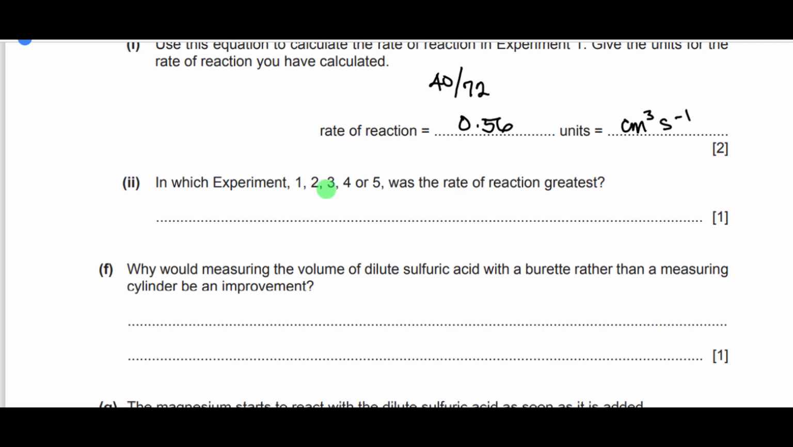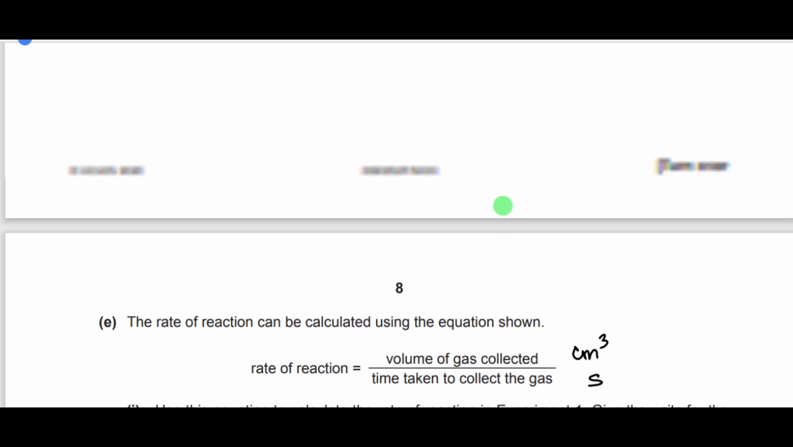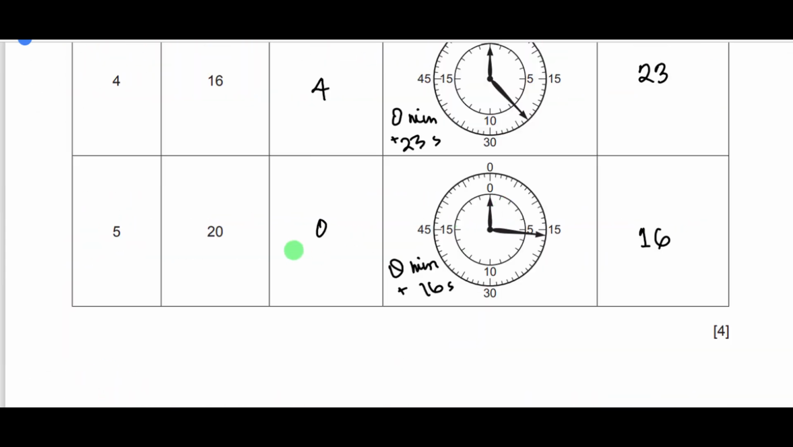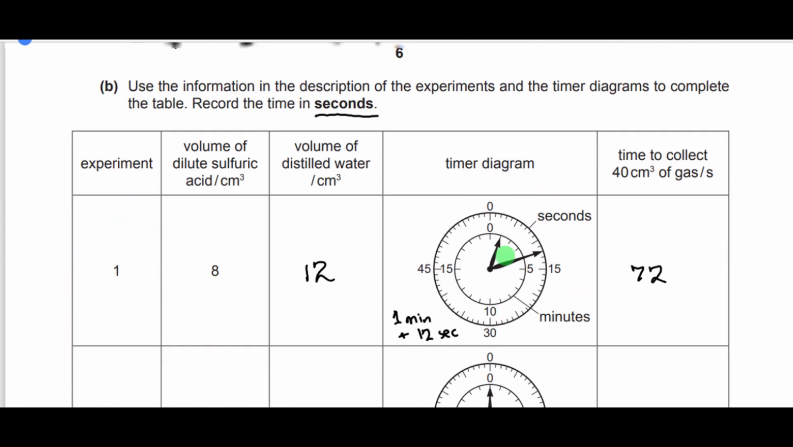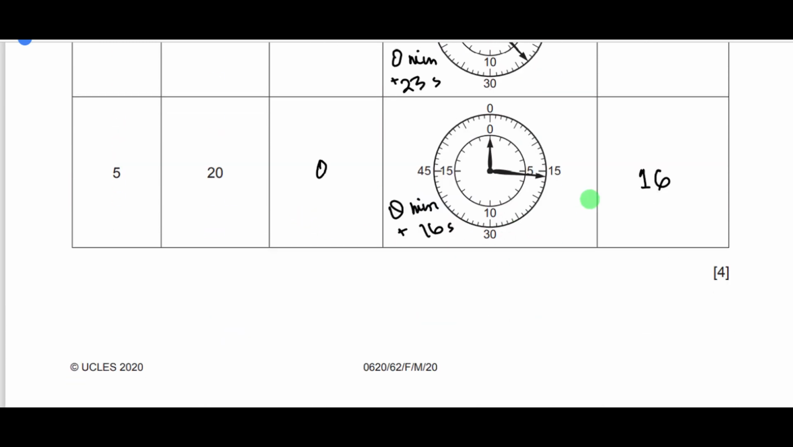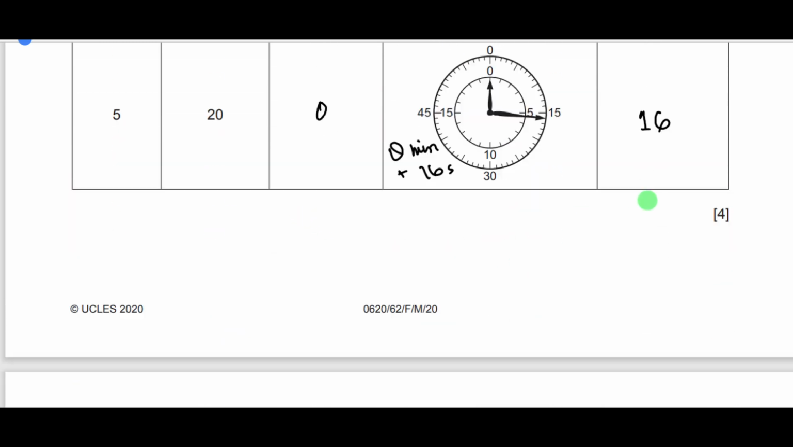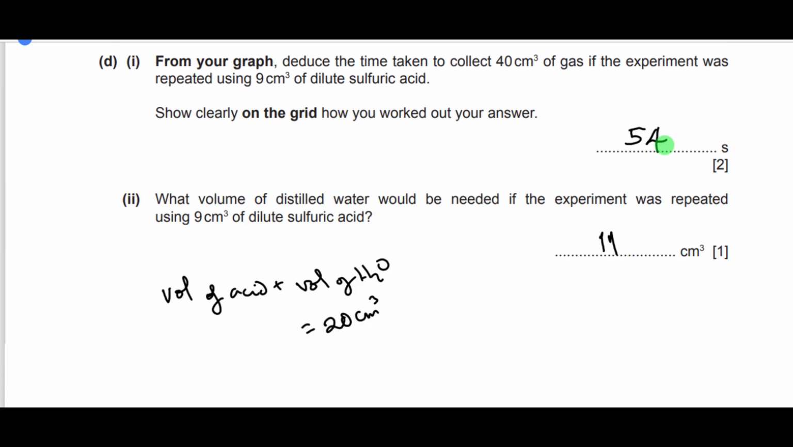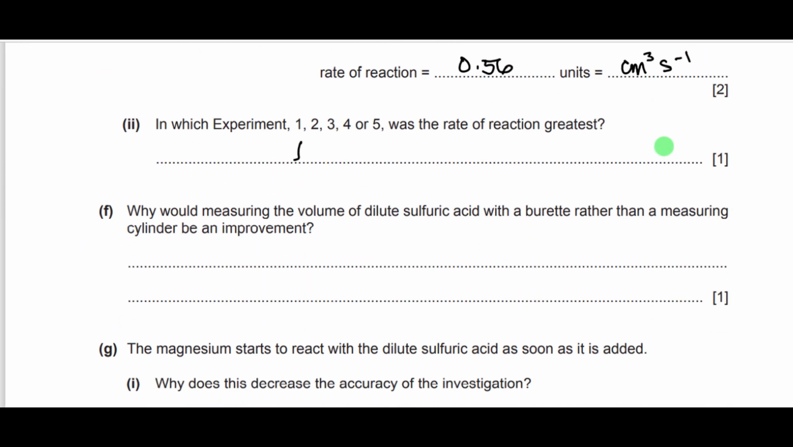In which experiment 1, 2, 3, 4, and 5 was the rate of reaction greatest? Of course, the rate of reaction will be greatest in the experiment that took the shortest what? Time, right? And what's that? That's experiment 5, because our time of reaction decreased as the concentration of the acid increased, or as the order of experiment increased. So the shortest time is 16. That's experiment 5.